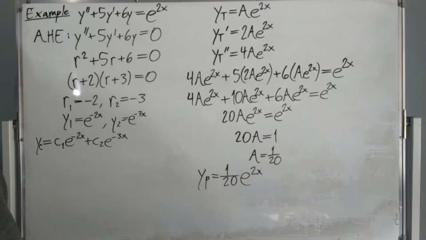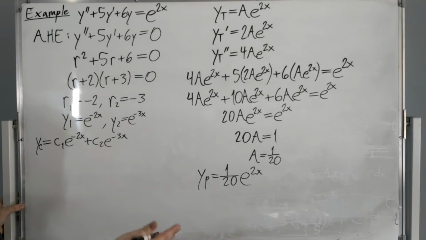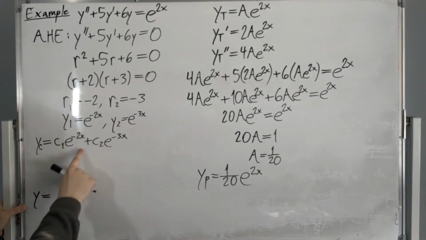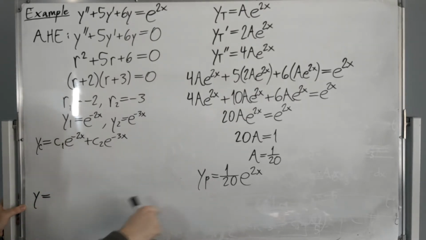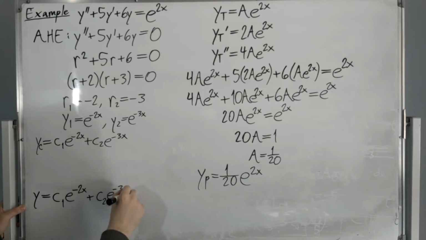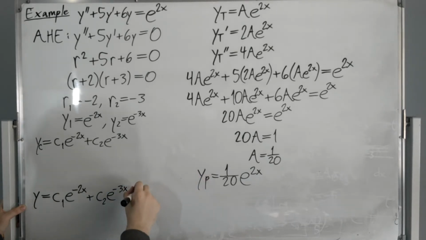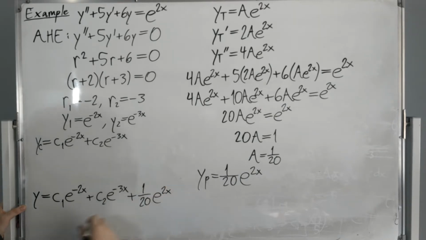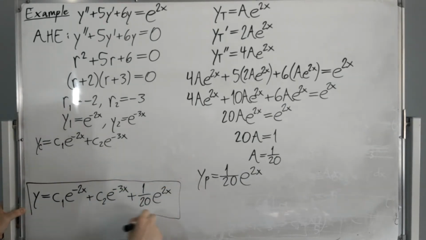Now then, according to the solution theorem for linear non-homogeneous ODEs, the general solution is just the sum of the complementary family and the particular solution. So c1 e to the negative 2x plus c2 e to the negative 3x plus 1 over 20 e to the 2x. And that is our general solution.